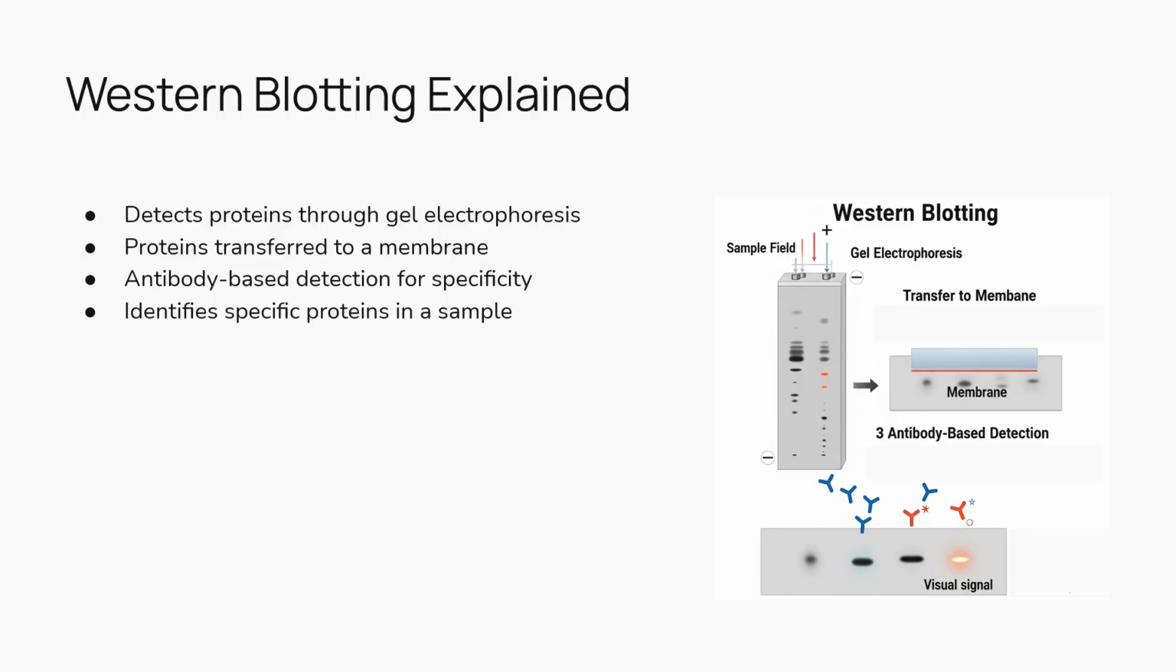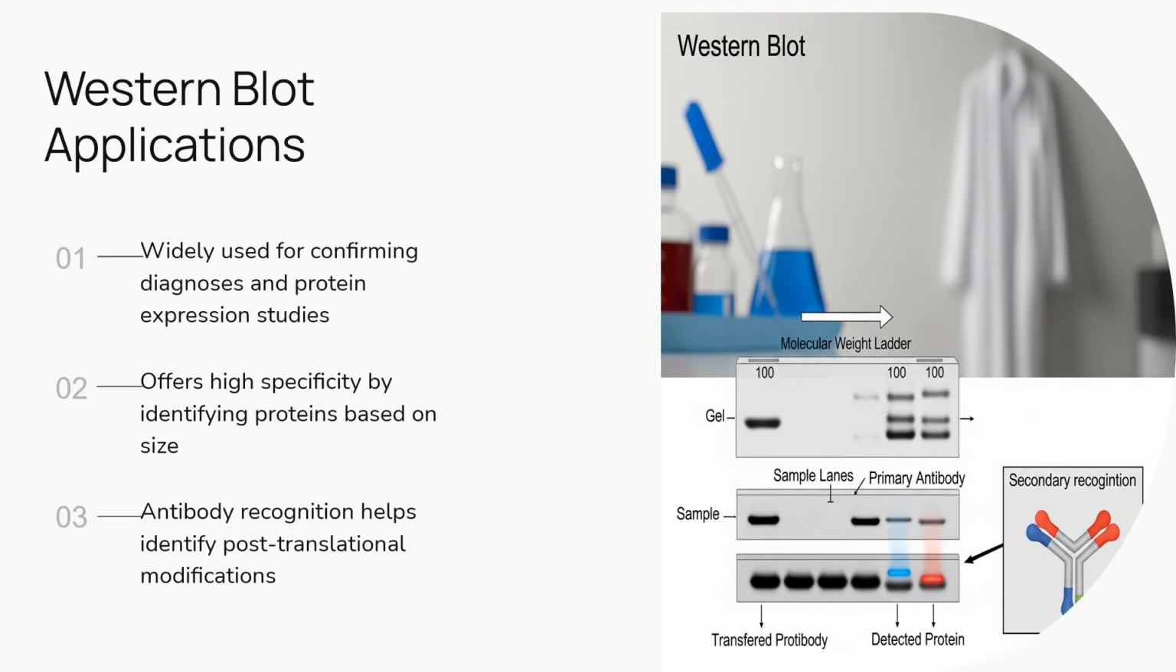For transfer, the proteins are transferred electrophoretically from the gel onto a membrane, and then blocking. The membrane is blocked to prevent nonspecific antibody binding, and then antibody incubation. The primary antibody will bind the target protein, and the secondary antibody will bind the primary antibody. For detection, the signal from the labeled secondary antibody reveals the presence and quantity of the target protein.